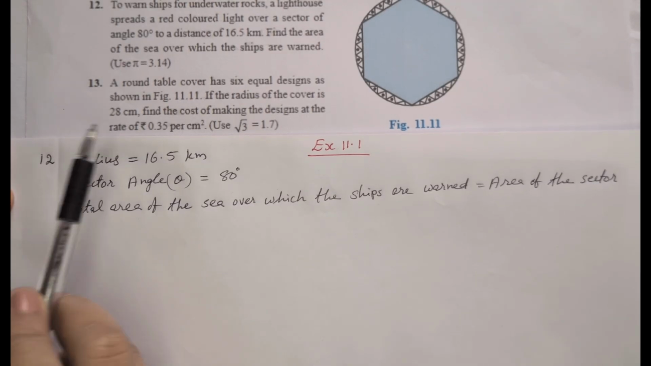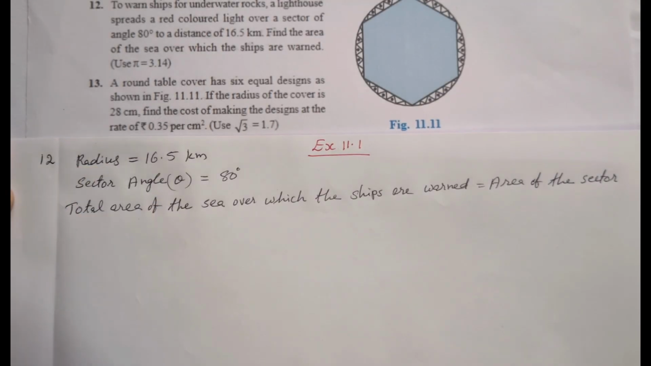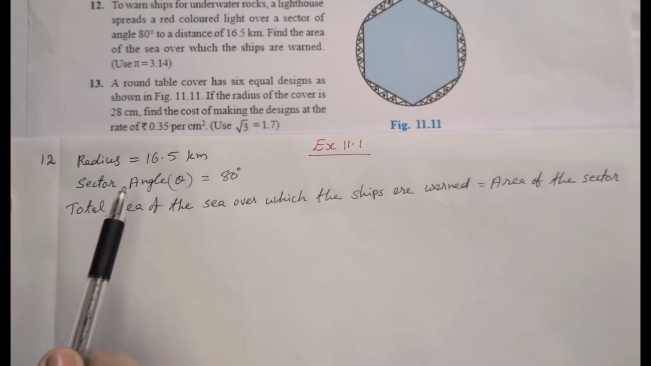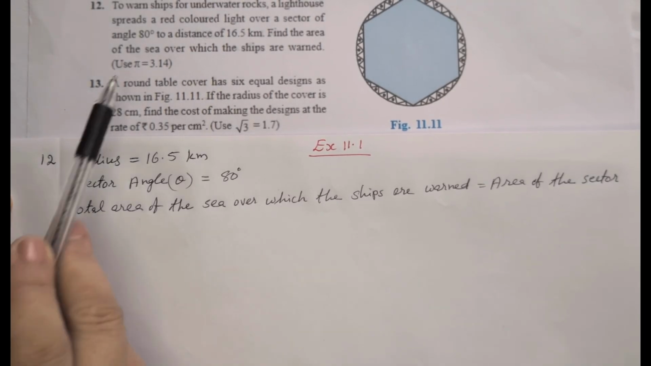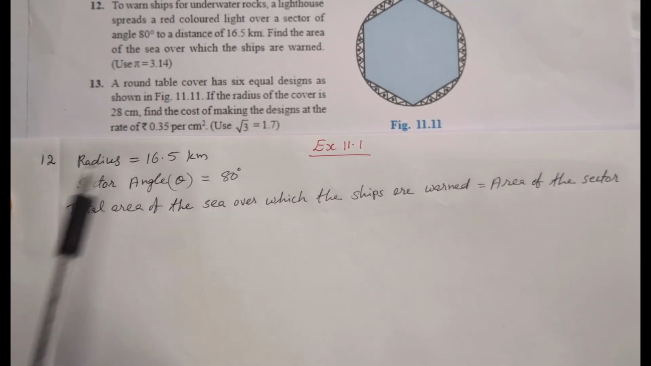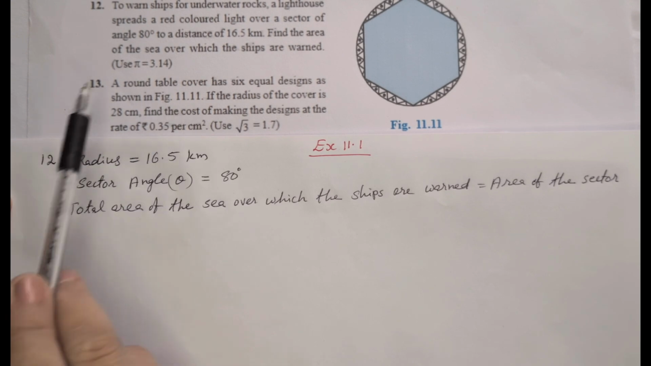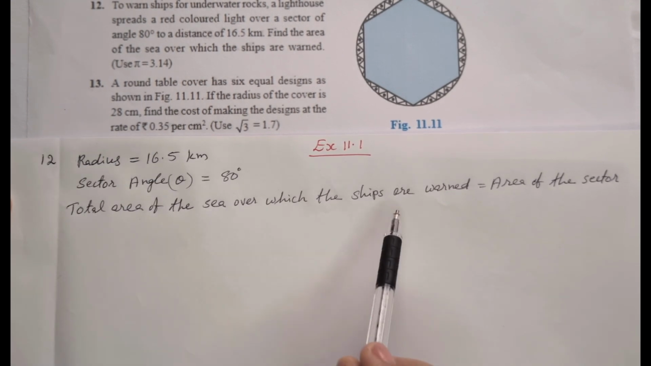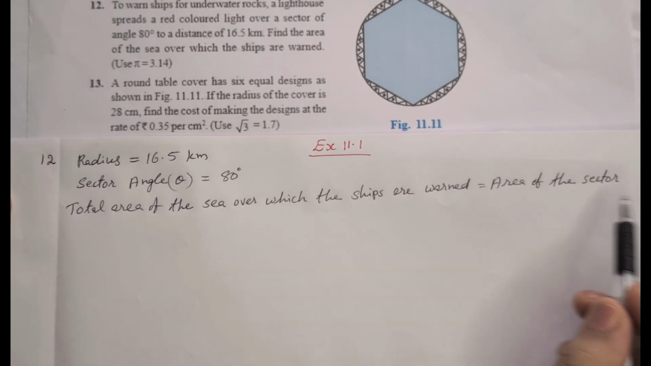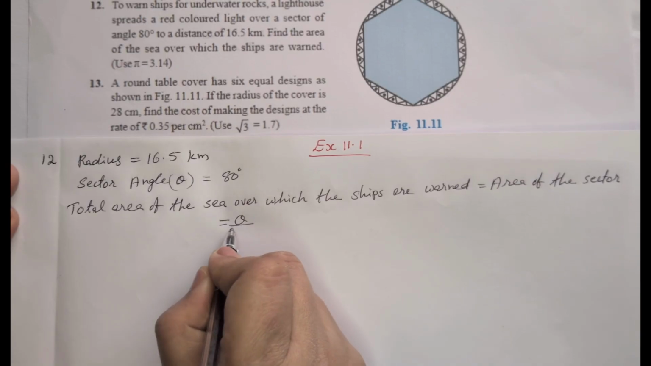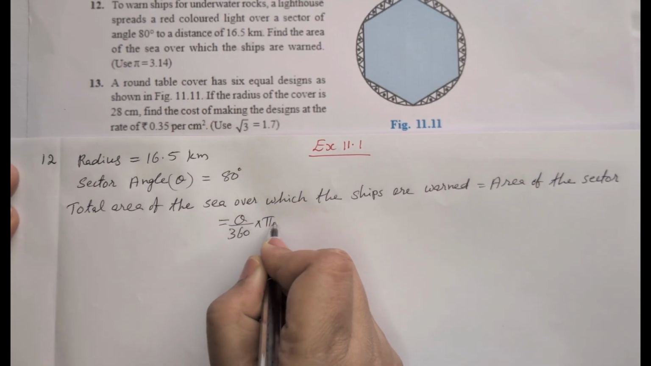Question number 12. To warn ships of underwater rocks, a lighthouse spreads a red colored light over a sector of angle 80 degree, so sector angle theta is 80 degree, to a distance of 16.5 kilometer. So radius we take as 16.5 kilometer. Find the area of the sea over which the ships are warned. The total area is equal to the area of the sector, so we apply the formula theta by 360 into pi r square.